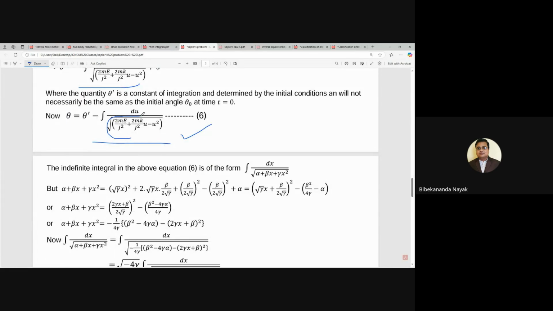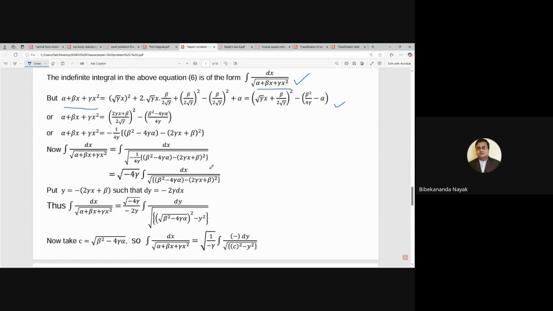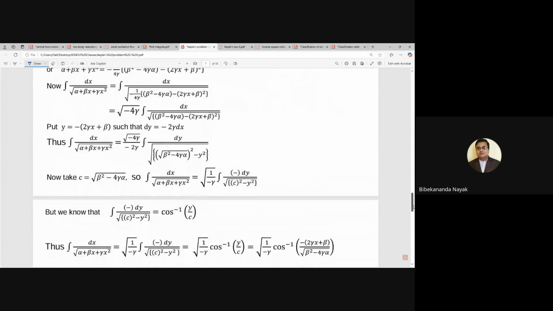Next we have to integrate it. The variable is u, and it is a quadratic in u, isn't it? So we know the form alpha plus beta x plus gamma x square, where gamma is minus 1, beta is 2mk by j square, alpha is 2m by j square. This integration can be done by substituting this alpha plus beta x plus gamma x square, squaring this and simplifying. I'm not going into details, all are given here. Integrating, we found this.